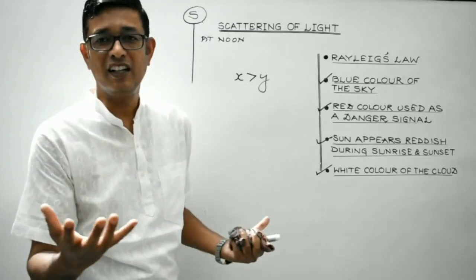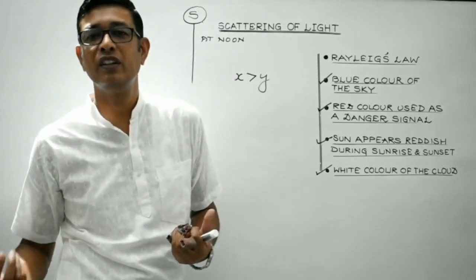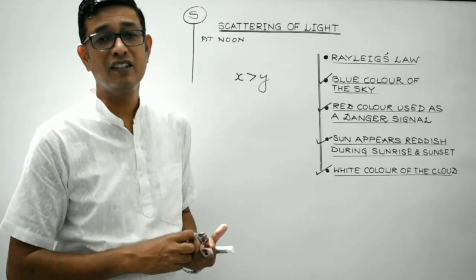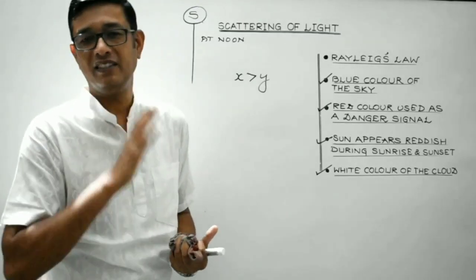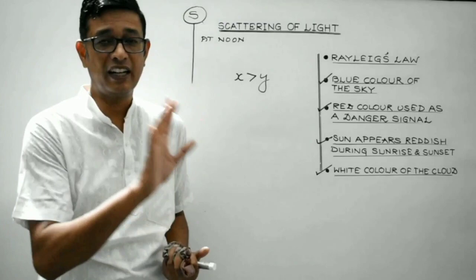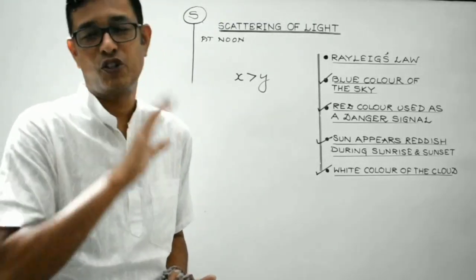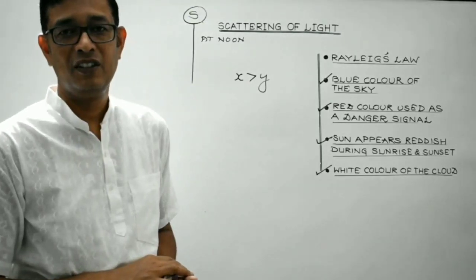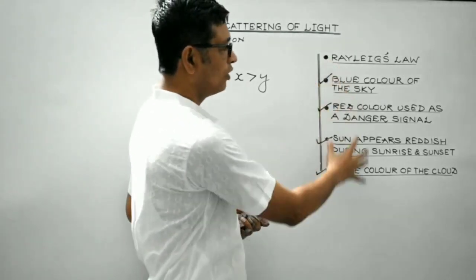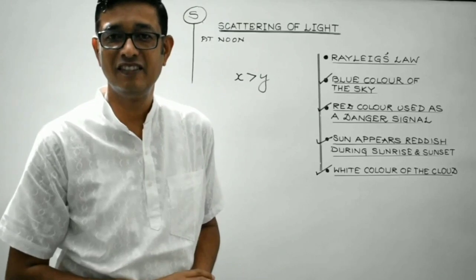And as a result, again, white light tends to enter our eye. So as a result, cloud tends to appear white. Clear? So here Rayleigh's law is not valid when scattering takes place from large molecules. So I hope all these concepts are pretty clear, right?